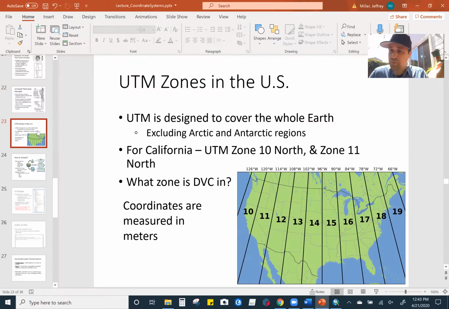Now again, there are actually thousands of other projections, but this is the most common one used in the whole world, and in the most general sense. Like I said, used to cover the whole Earth, except for the Arctic regions. In California, it's actually split kind of between Northern and Southern California, between Zone 10 and Zone 11 North. Ask yourself which zone is DVC, or which zone is Chabot, or which zone is somewhere else. These lines are fixed; they do not shift, or at least they shouldn't shift locally.